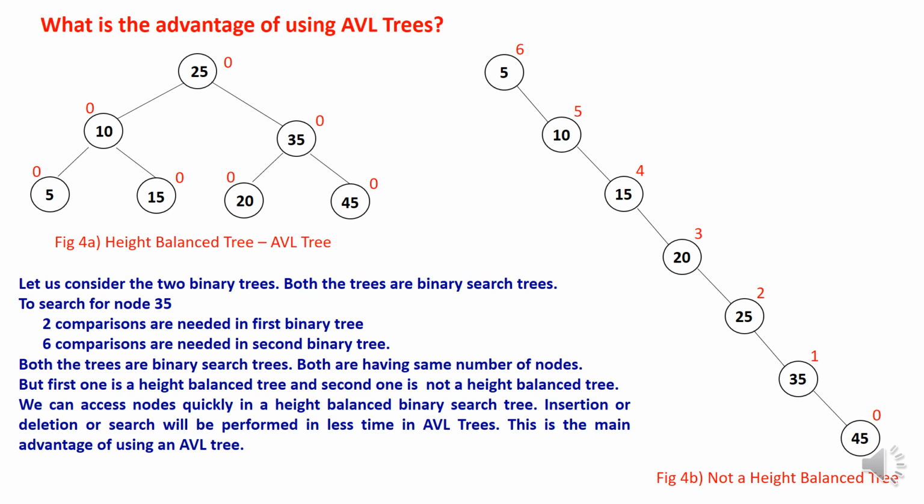Now, if we want to search for an element 35, in the first binary tree it takes two comparisons to find the position of node 35. In the second binary tree, it takes 6 comparisons to find the position of node 35. Searching for an element in a height balanced tree takes less time. Not only searching, insertion and deletion also will be performed in less time in height balanced trees, that is in AVL trees, compared to a normal binary search tree. This is the main advantage of using an AVL tree.